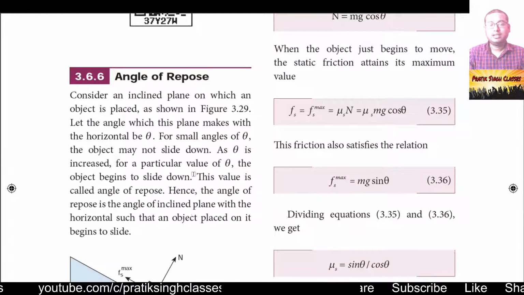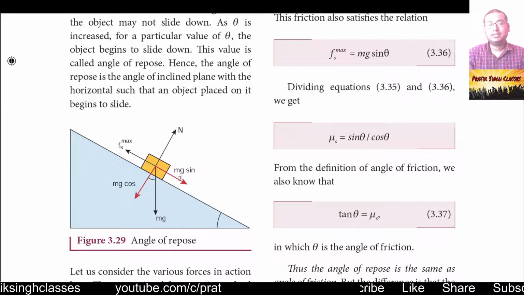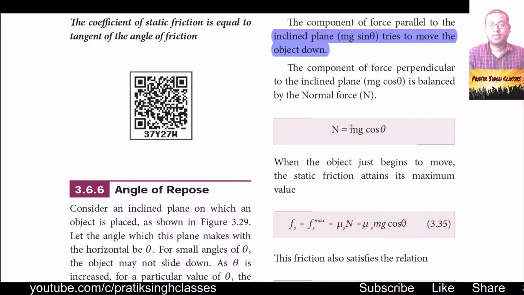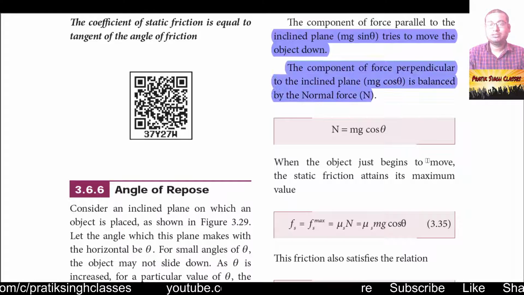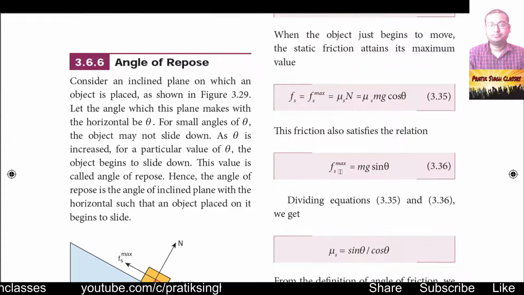The force by which the object moves downward will be mg sin theta minus Fs. The parallel component of mg along the inclined surface, mg sin theta, acts on the object and tries to move it downward. The component of force perpendicular to the inclined plane, mg cos theta, balances the normal force N, that is N is equal to mg cos theta, as you can see in this figure 3.29.